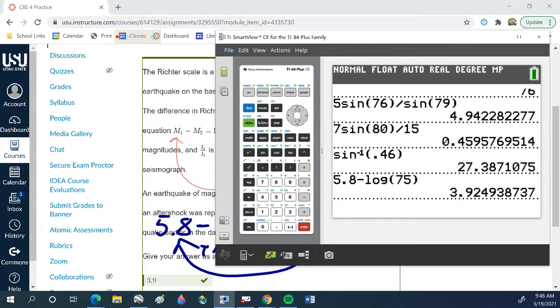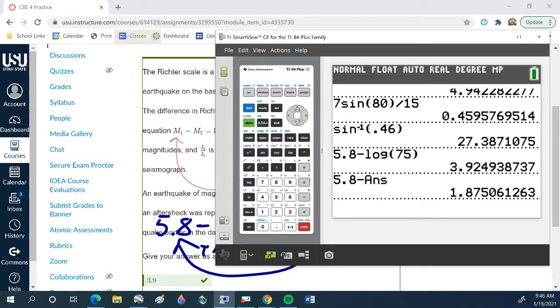So the first earthquake was a 5.8, and then the second earthquake was 3.92 magnitude units below 5.8. So it doesn't ask, but the second earthquake would have been a 1.8, which is tiny, tiny, tiny. Okay, you probably wouldn't be able to feel that.